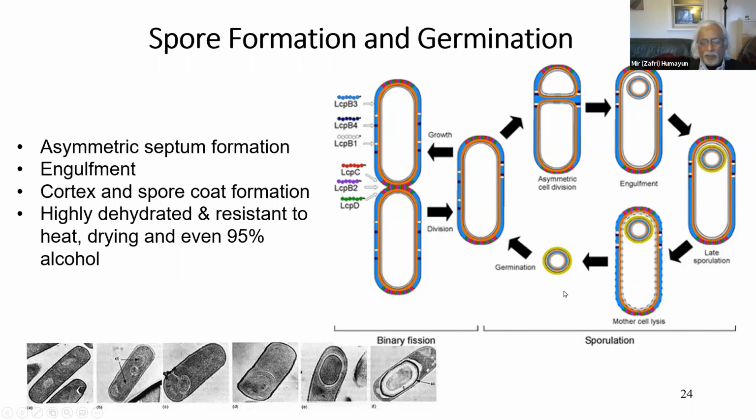That spore is released into the environment. The spore has very thick cell walls as well as other protective mechanisms that allow it to survive harsh conditions. Then when more amenable conditions become available, it germinates to form a normal Bacillus anthracis cell.